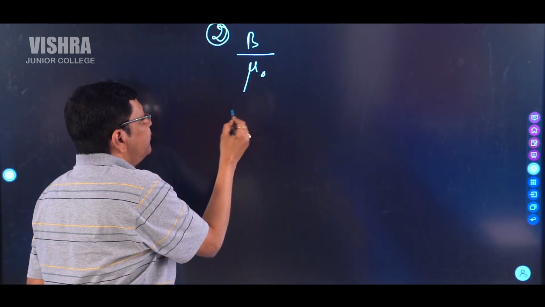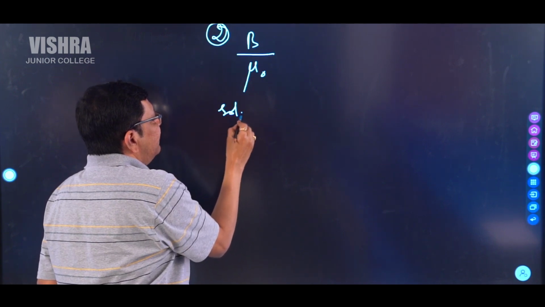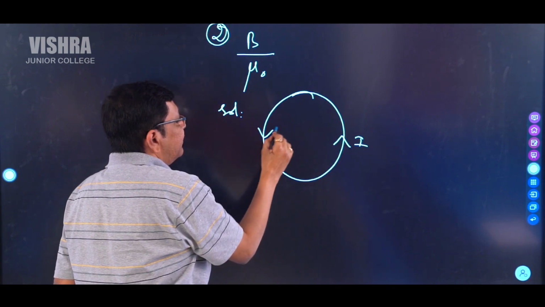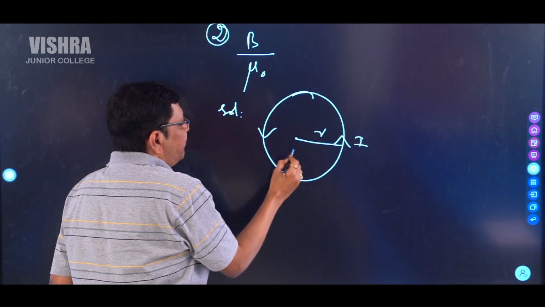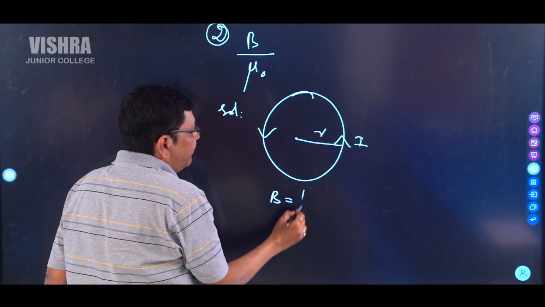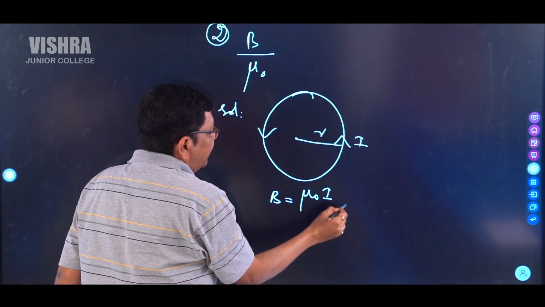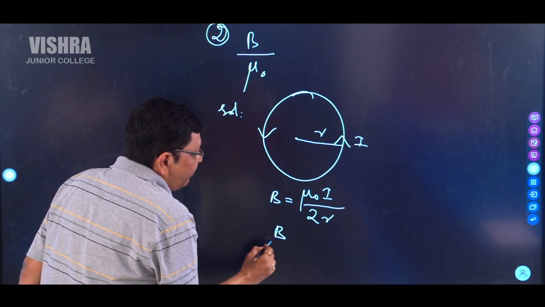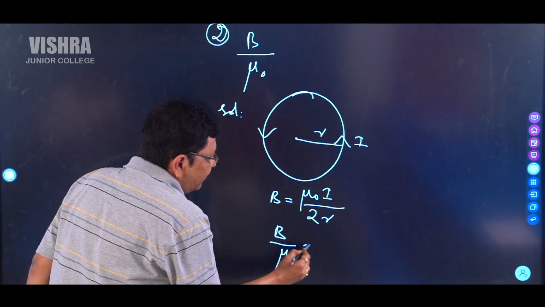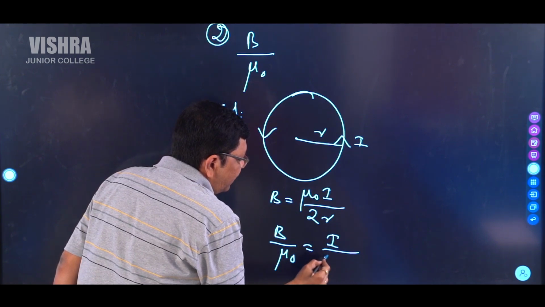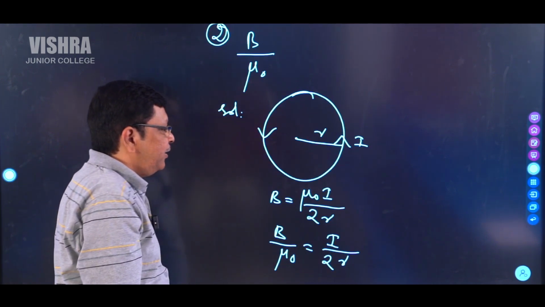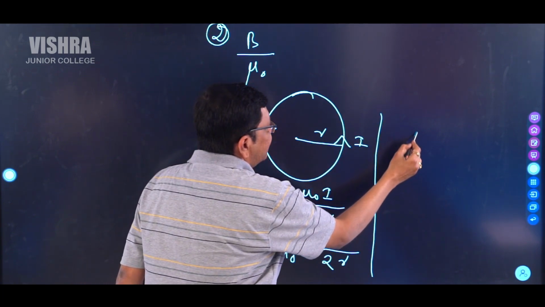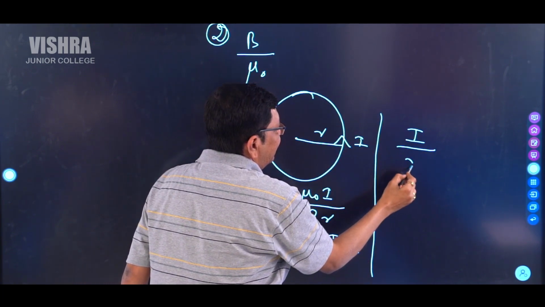Here we can use a simple solution for this. In general, if an electric current I is passing through a circular wire of radius r, then the magnetic field at the center of the wire we can write as mu naught I divided by 2r. And from this expression, B by mu naught dimension will be the same as I upon 2r dimension, because 2 is a number, it is dimensionless. So B by mu naught dimension is the same as electric current divided by radius.